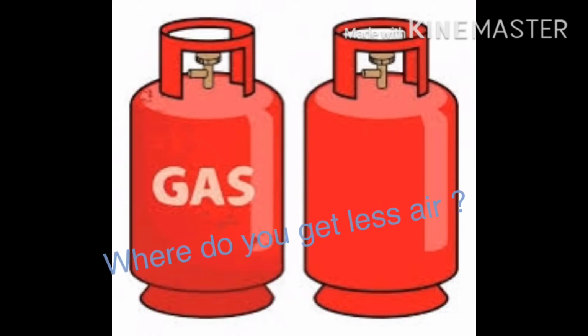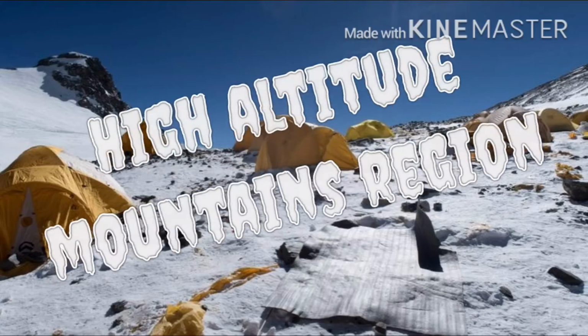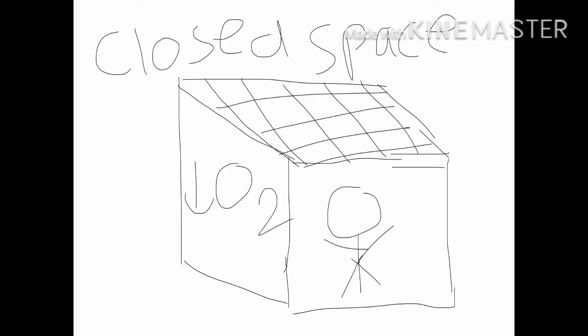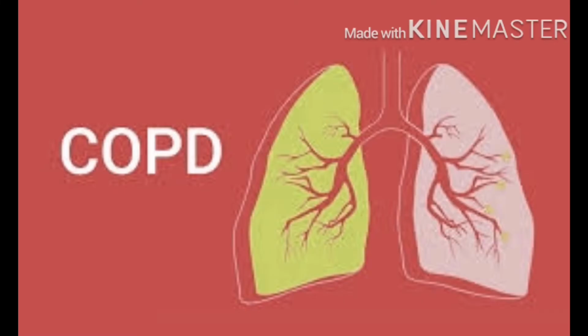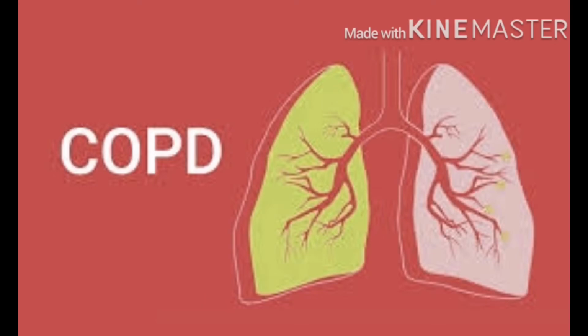Hypoxic hypoxia. So where do you get less air that leads to hypoxia? High altitude, mountain regions where the content of oxygen is low, closed space where there is low oxygen, chronic obstructive pulmonary disease, there is decreased oxygen inhalation due to pulmonary obstruction.